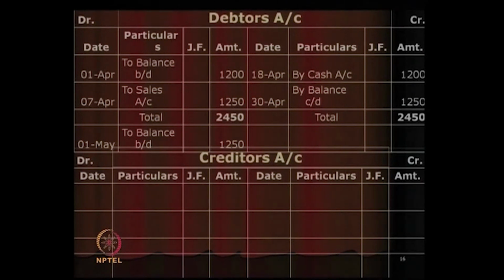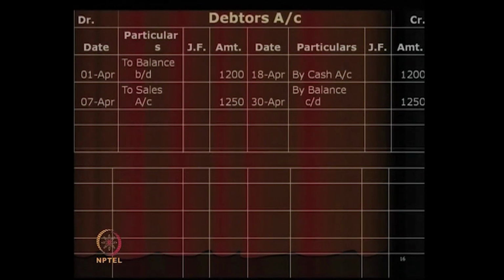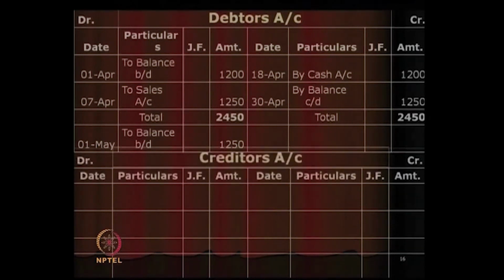On the credit side, on 18th April, we have got by cash sale 1200, and based on these 3 transactions, the total on debit side was 2450. So I have arrived at a balance of 1250, and that balance will be carried on 1st May as to balance brought down 1250.